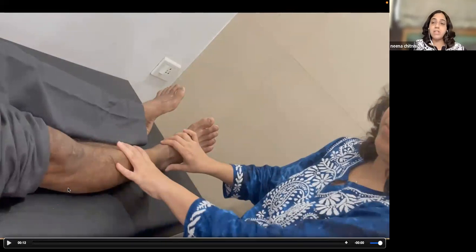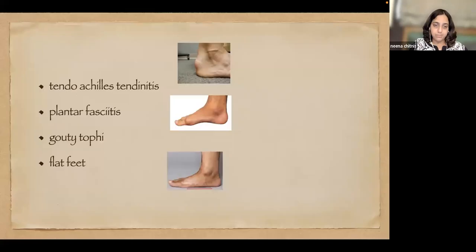Many times the patient will come to you with complaints of claudication. You do not know whether the claudication is neurogenic or whether the claudication is vascular. So when you check for the DPs and the PTs, and if the dorsalis pedis is well palpated, you know that this is not the cause of claudication, and it could be a neurogenic claudication. Also, when you are at the ankle, other than the ankle movements, you can have tendo-Achilles tendinitis, which is seen usually in patients of spondyloarthropathy.